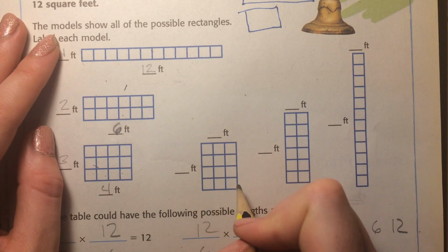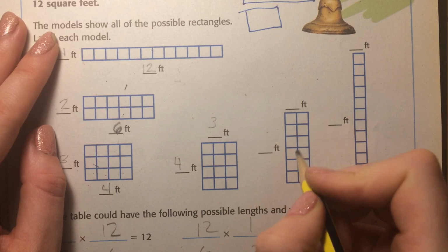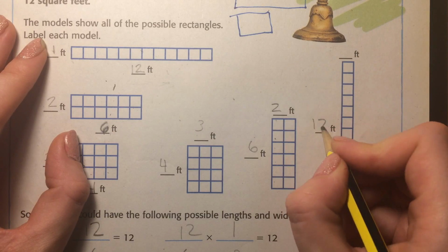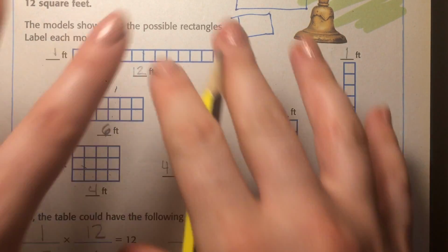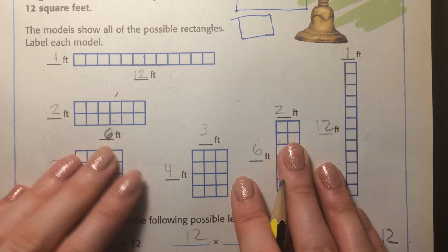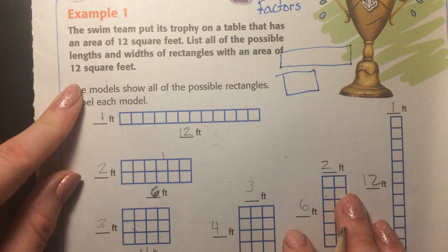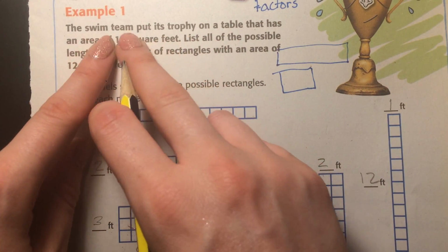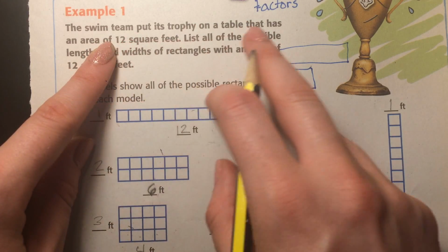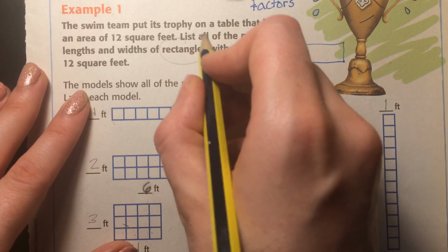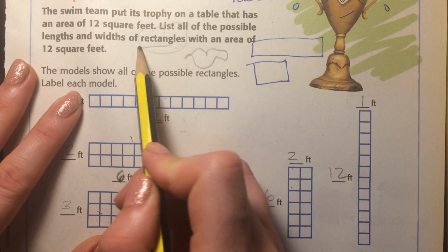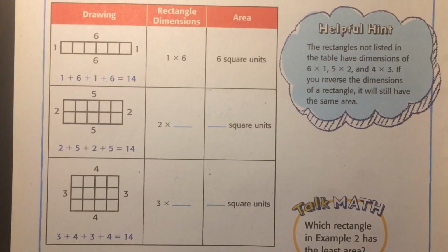Or backwards, we could have 4 and 3, 6 and 2, or 12 and 1. Okay, so these are all the possible ways the table could be shaped for it to have an area of 12 square feet, and for it to be a table that's a rectangle. It can't have any kind of weird shape cutout table, because it said it was going to be a rectangle. Okay. So let's flip it over, and they have another really good critical thinking question for us.